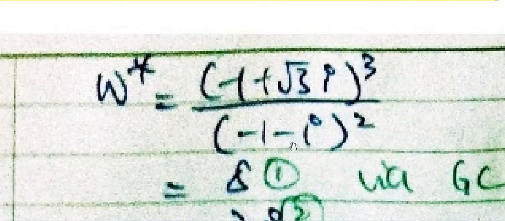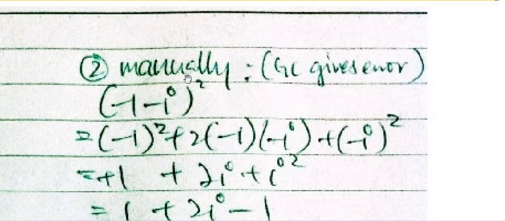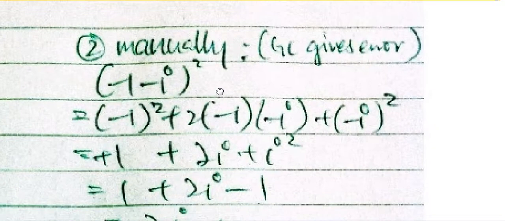numerator using your GC. You should get an 8. The next thing you do is to punch out the (minus 1 minus i) to the power of 2 using your GC as well. However, you realize that this is not possible because you end up with an error. Now, whenever the GC gives an error, if you are working on complex numbers, do not give up. Solve it manually. Treat minus 1 as A and minus i as B.